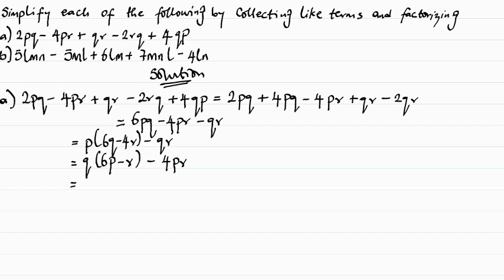When we factorize out r, our equation becomes 6pq minus r bracket 4p plus q bracket close. Any of these can be our answer depending on what we are asked to factor out.